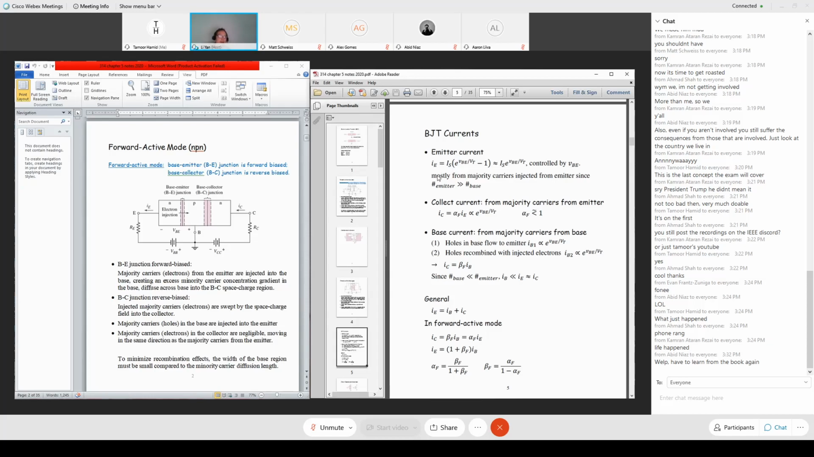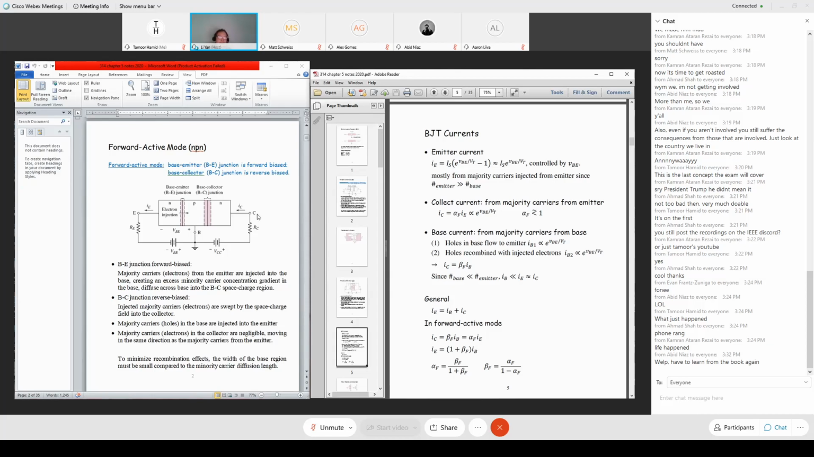This emitter current is mostly coming from majority carriers, electrons injected from the emitter. You may have a small amount of contribution from the base, the holes moving this way, but that amount is small, because the doping concentration in the emitter is 2 orders of magnitude higher than the concentration in the base, so the carriers coming from the emitter dominate.